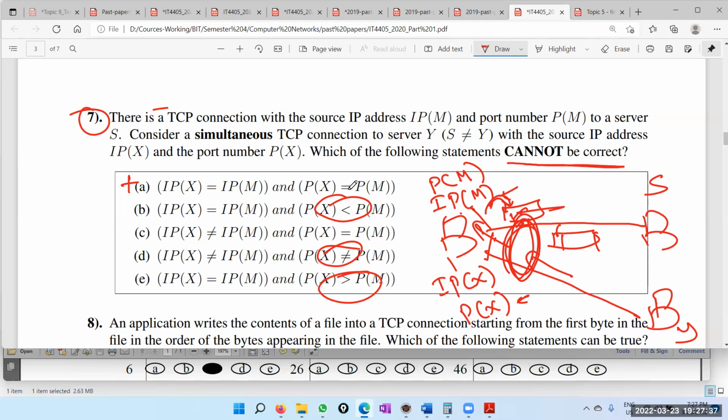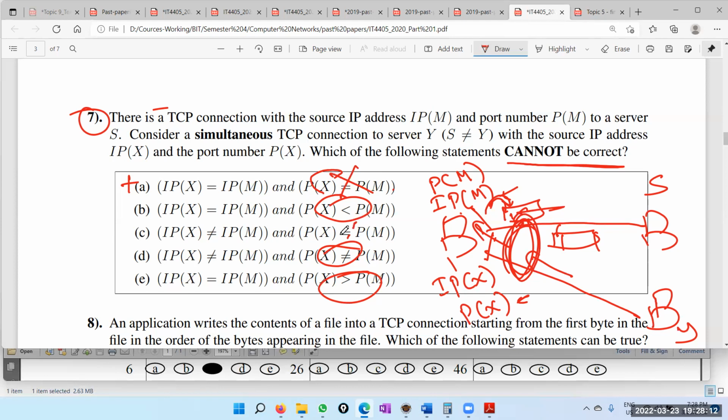But here it says the port number is the same. And here also it says the port number is the same. So the port number cannot be the same. But this one says the IP number is different. I told you that the IP number can be different in rare situations. What they ask is which cannot be correct. Here the port numbers are the same, so that cannot happen.